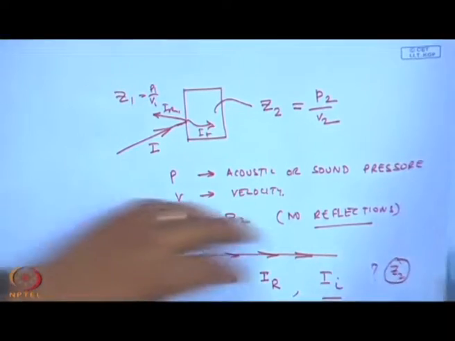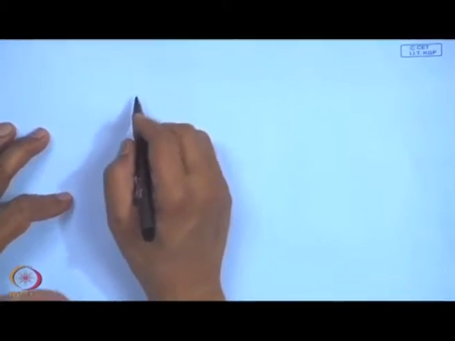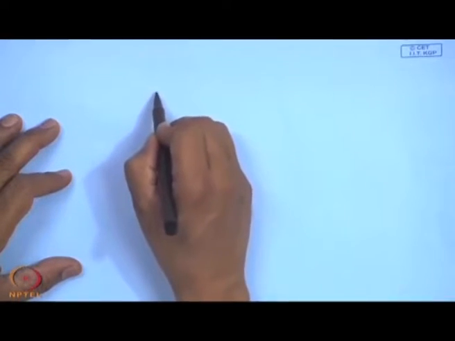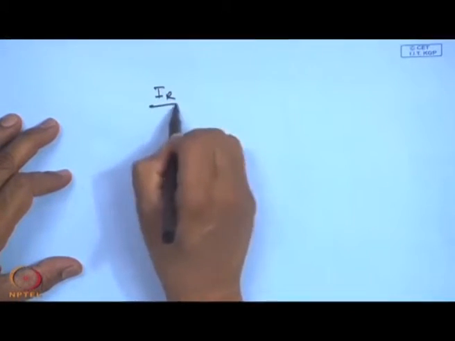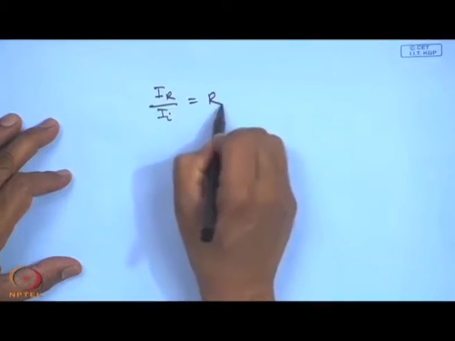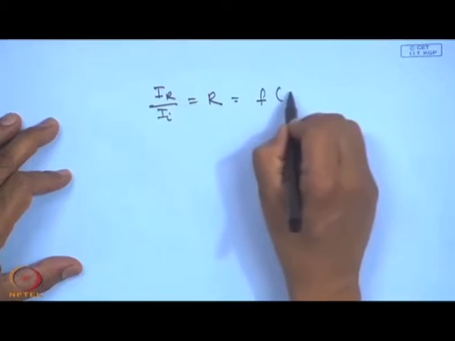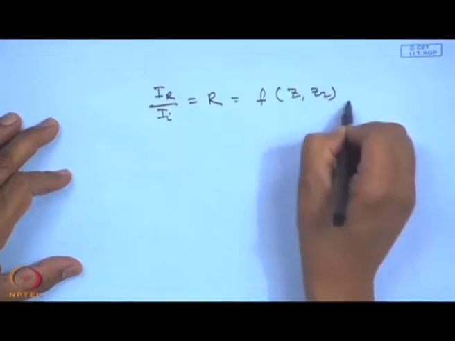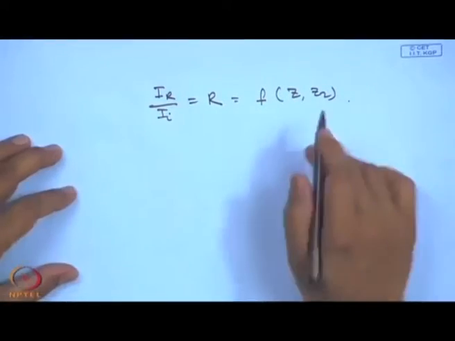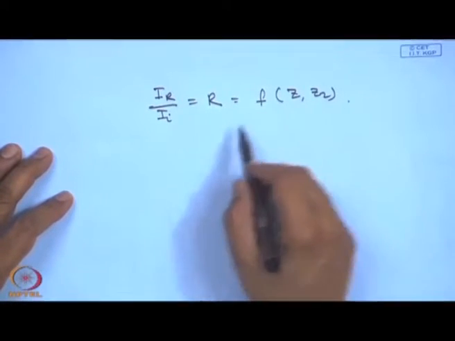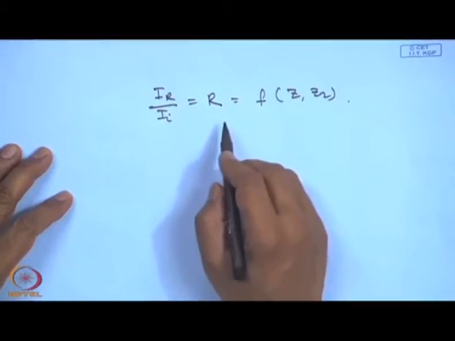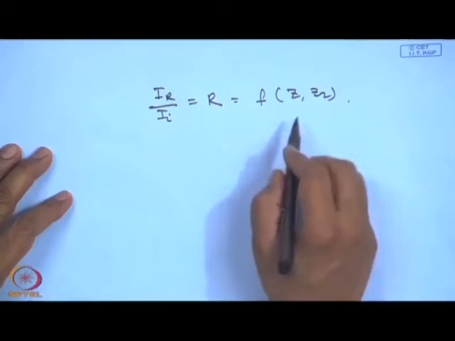Now, if there is a difference in the impedance, this reflection coefficient, which is I R by I I, will vary. Okay, which is nothing but a function of Z 1, Z 2, and from acoustics, you can find out the relation between the reflection coefficient, the transmission coefficient and so on.